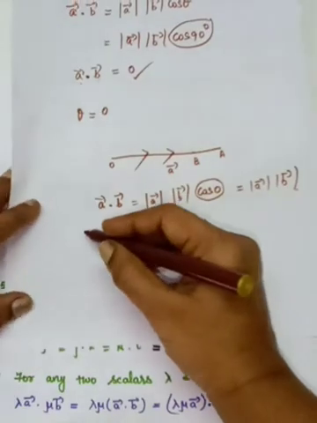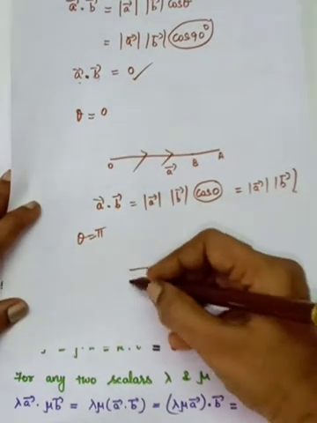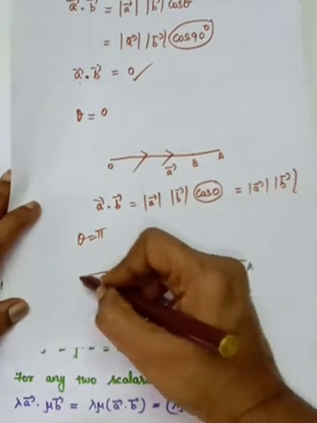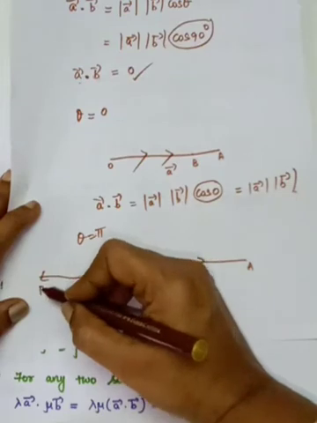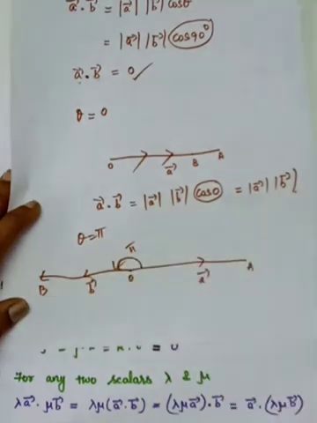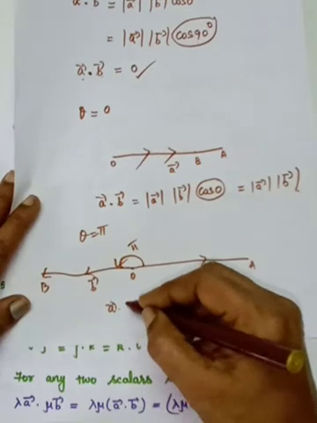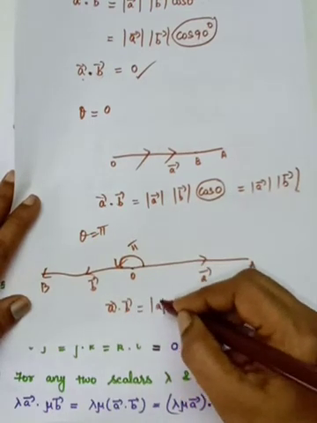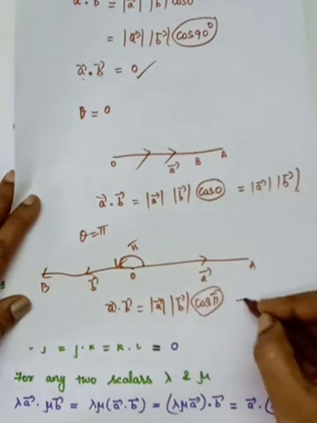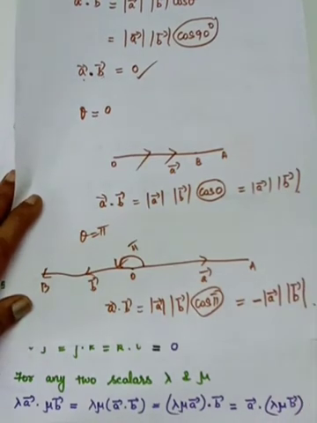So when theta is equal to pi, you see that this is your A vector. Now the angle is 180 degree. So this is your B vector. The angle between them is 180 degree. So therefore, what is A vector dot B vector? That is modulus of A vector, modulus of B vector, and cos pi. What is cos pi? It is minus 1. So minus modulus of A vector and modulus of B vector.